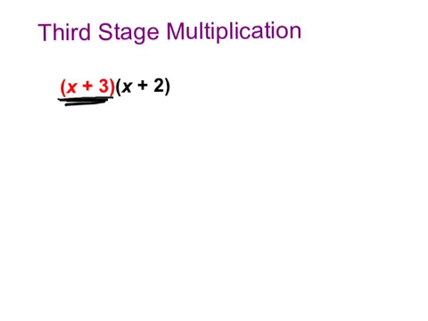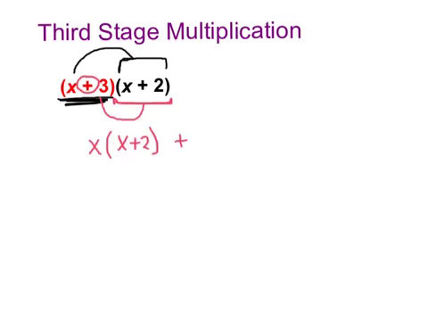So what I would do here is I would take this x and multiply it by this entire thing. And then I would take this 3 and multiply it by this entire thing, and then add those two together because of this addition. So what this would end up being is I would have x times x plus 2 plus 3 times x plus 2. So taking each one of those terms and multiplying it by the whole polynomial. And then I can go back and do this just the way that I did before.